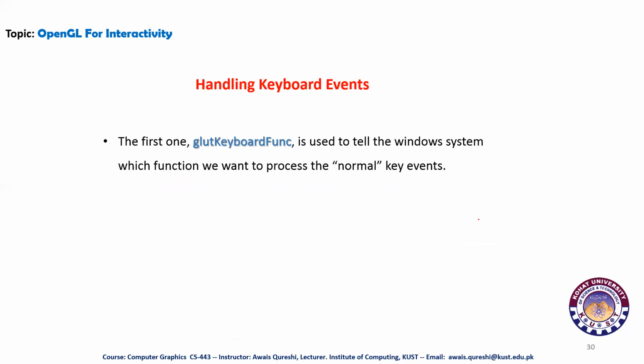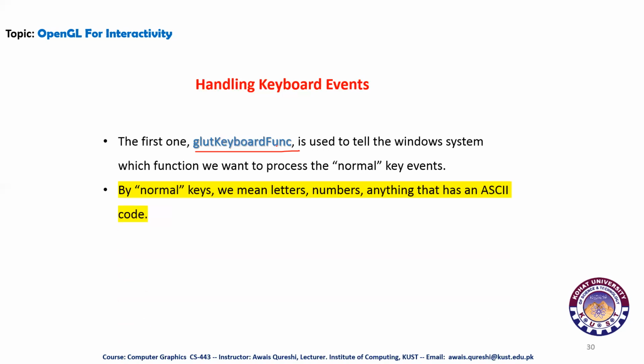The first one is the function called glutKeyboardFunc. It is used to tell the window system which function we want to process normal key events. This is a predefined function in GLUT. By normal keys we mean letters, numbers, anything that has an ASCII code. Every key on the keyboard has an ASCII code, so we can use those keys as normal keys.